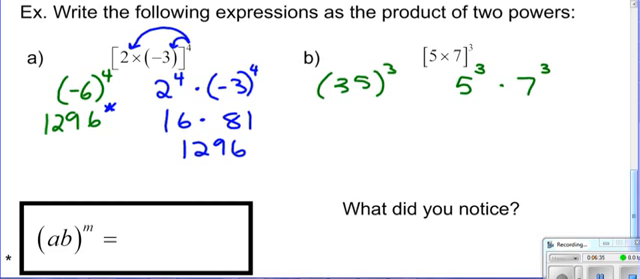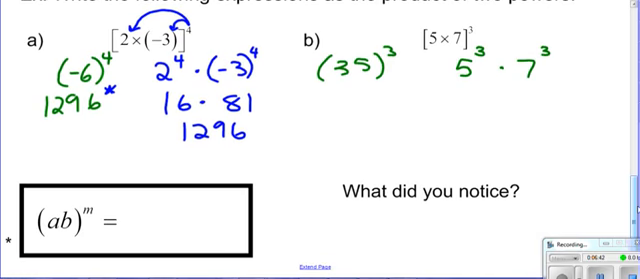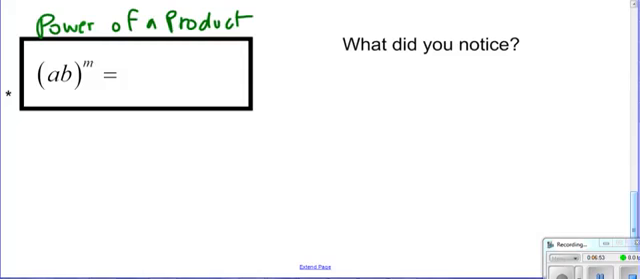We could leave it at that. We don't need to solve it like we did in A. So this is showing our power of a product rule. Two values being multiplied, so A times B to the power of M. That means the exponent applies to everything inside the brackets. So A is going to get the exponent and B is going to get the exponent.